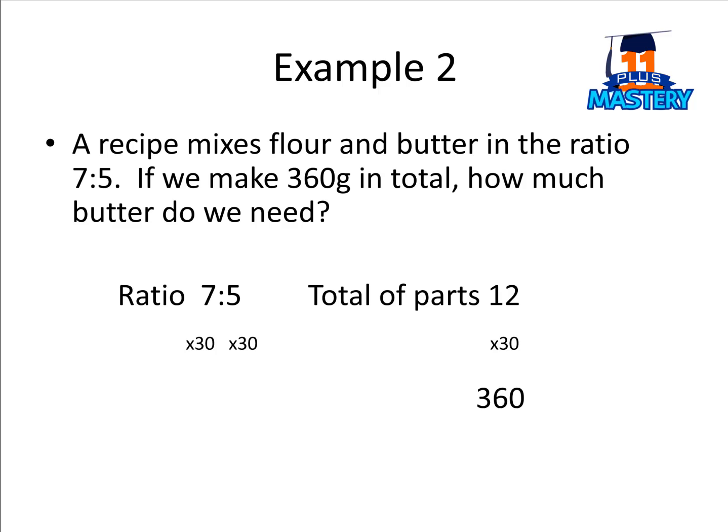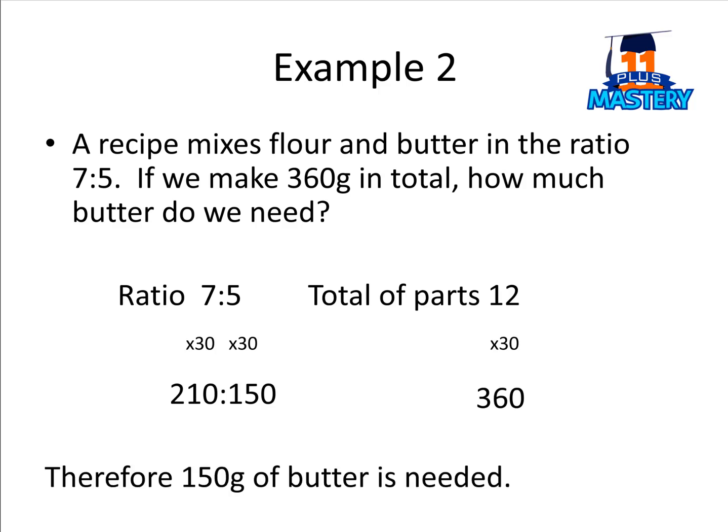7 times 30 is 210, and 5 times 30 is 150. Now in our ratio, flour was first and butter second. So I will use 210 grams of flour and 150 grams of butter. Therefore, 150 grams of butter is needed.